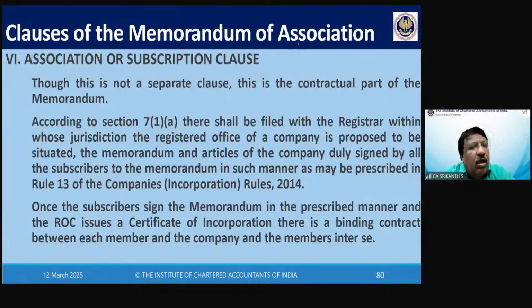So finally, we come to the sixth clause, which is called the association or subscription clause. See, technically, this segues into five. This is sort of part of five, but still we give it a separate clause status and give it six. Technically, this continues the capital clause. It begins with the words, we, the several persons whose names are given below, hereby agree to form ourselves into a company and agree to take up the shares mentioned against our respective names. I'm quoting almost from memory. Something similar to that will appear in the association clause.